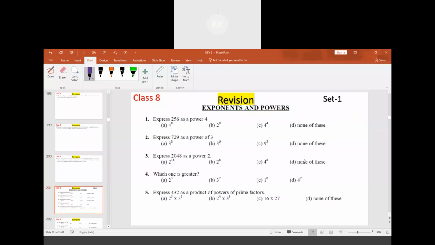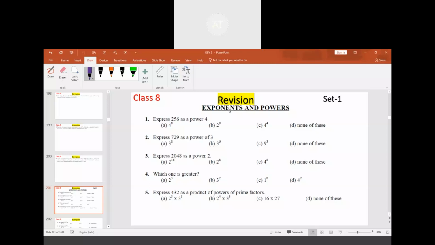Express 256 as a power of 4. 4 raised to the power 4, sir.